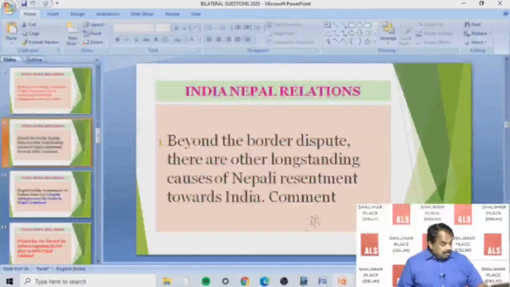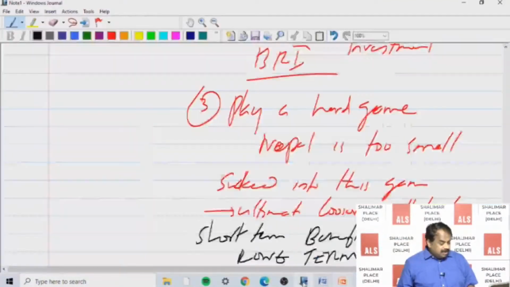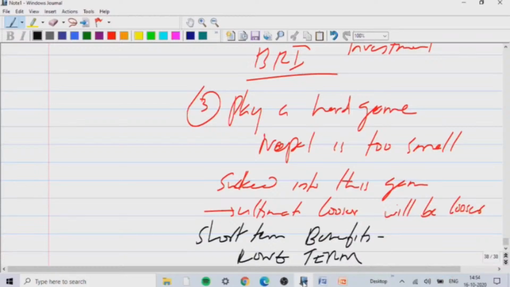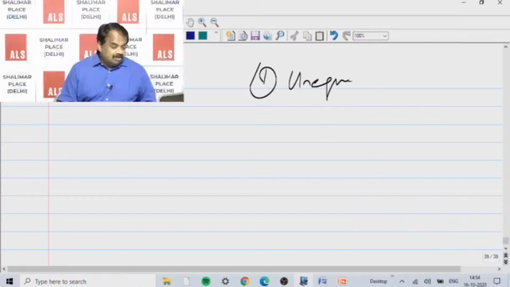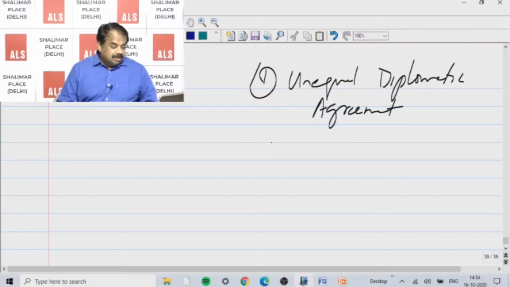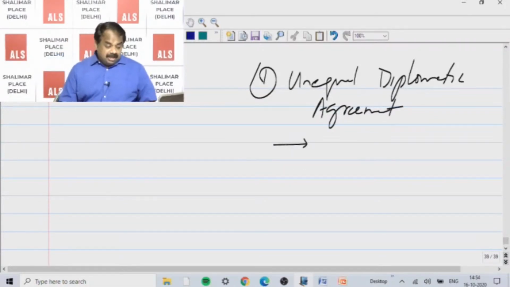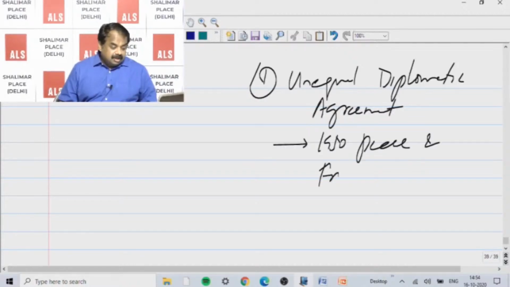So, one big issue right from the beginning for Nepal is the treaties. Okay, the unequal diplomatic agreements. Let me put it this way. What are the other issues? One is the unequal diplomatic agreements, starting with the 1950 Peace and Friendship Treaty.